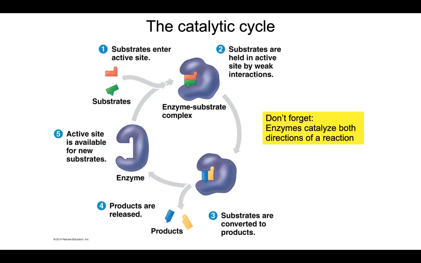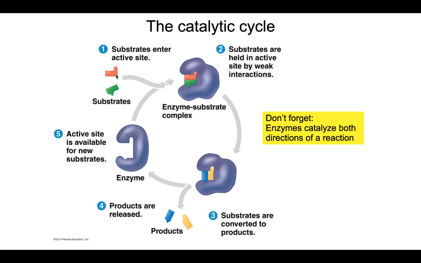Now, the way in which an enzyme catalyzes a reaction is called the catalytic cycle, where the substrates bind to the enzyme, and now we have an enzyme-substrate complex there. Then catalysis occurs, so we convert those substrates to product. And now that product is released, and that enzyme is able to catalyze another reaction. Now, we call the reactants substrates when we are talking about enzyme catalyzed reactions.